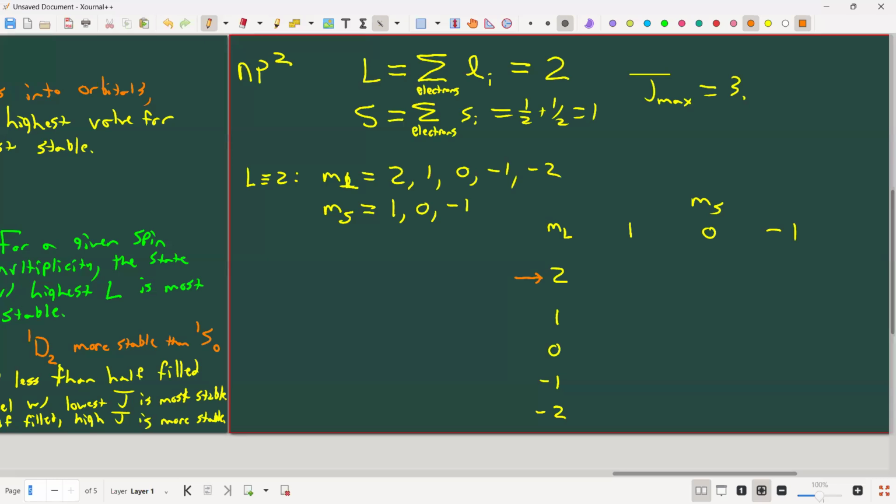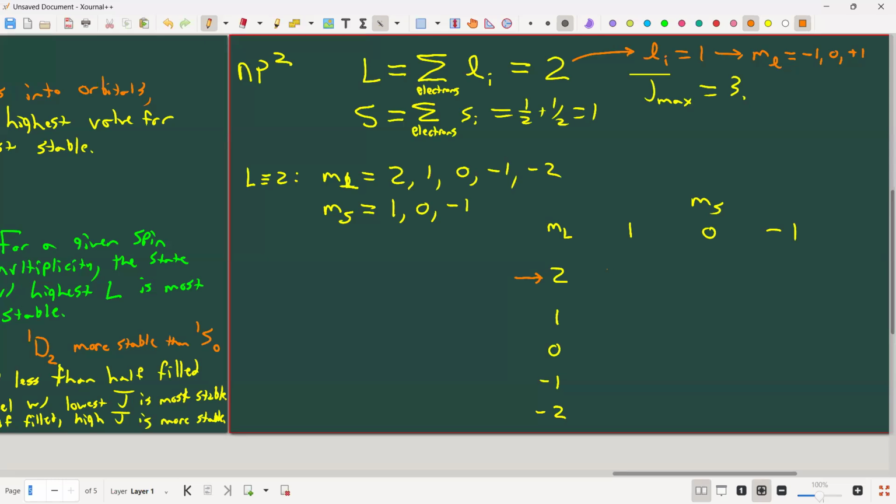Because remember, each electron is a p electron. Each electron has l equal to 1, which means m sub little l, the projection of one electron on the z-axis, can be -1, 0, and +1. So each electron can bring in -1, 0, or +1 of angular momentum, and I want to think about the combinations that give me 2 total.